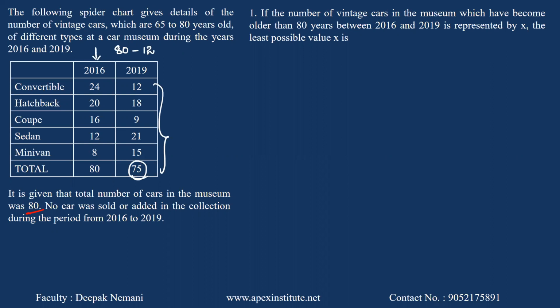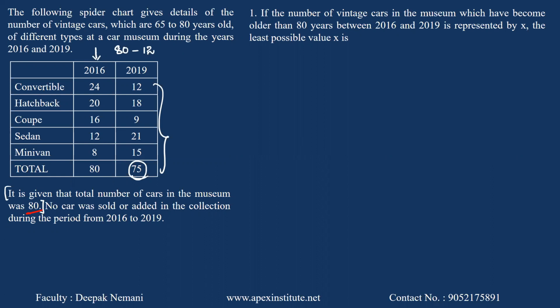It is given that the total number of cars in the museum was 80. So this should not have been mentioned. That's my analysis of the given statement. Because if the number of cars were more than 80, there could be cars whose age is 64 years or 63 years in the year 2016. So in the year 2019, those cars can enter the vintage cars category here. Clear? So this is the flaw in this question.